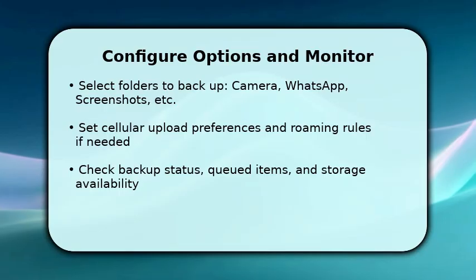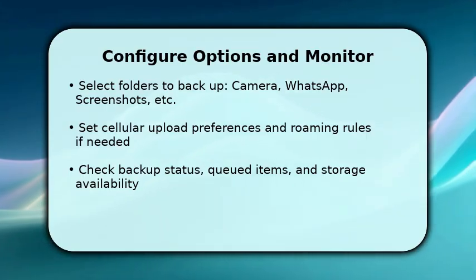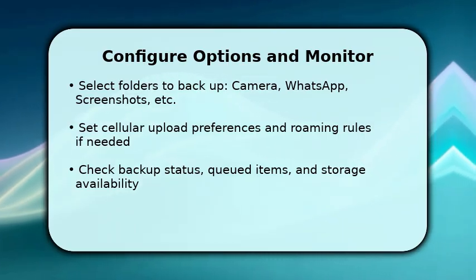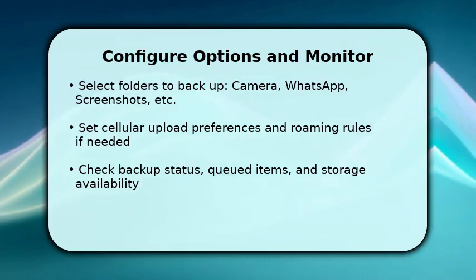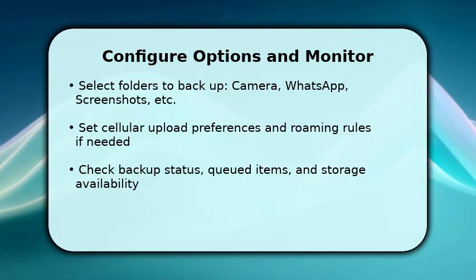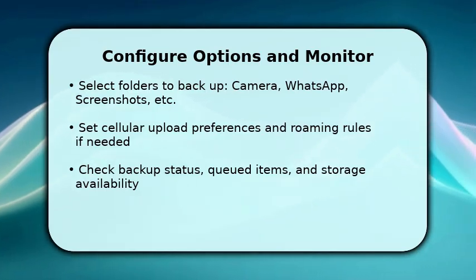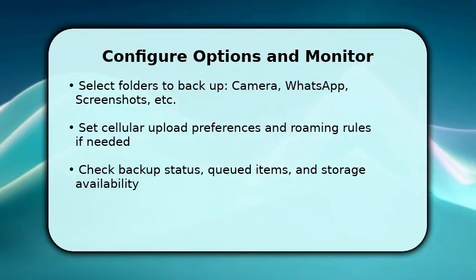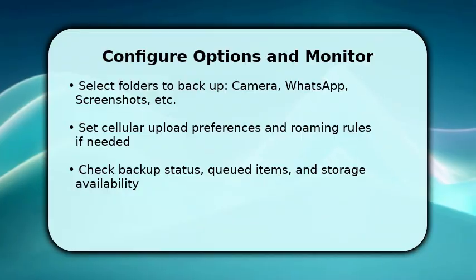Once the backup starts, you'll configure detailed options to capture everything you want. Go to Backup and Sync Backup device folders and enable folders like WhatsApp, screenshots, or downloads. This ensures non-camera photos sync automatically. Next, set whether to allow cellular uploads and whether roaming counts. These choices control data usage.